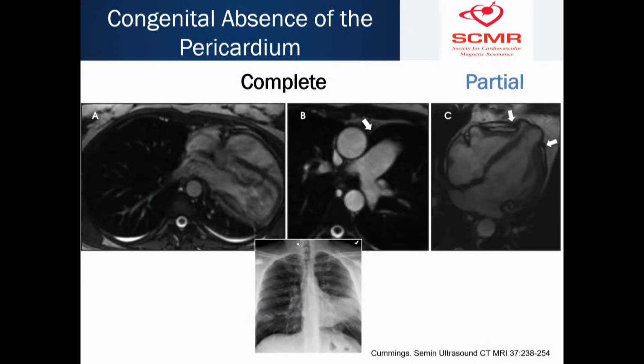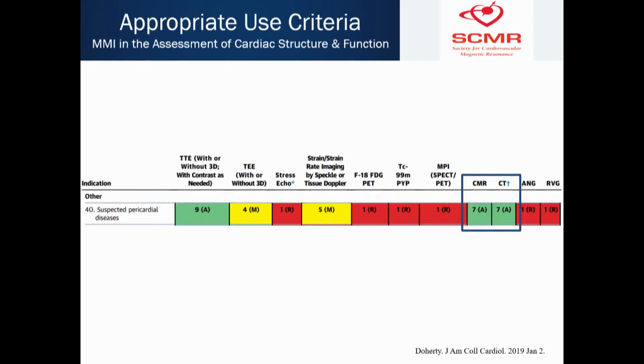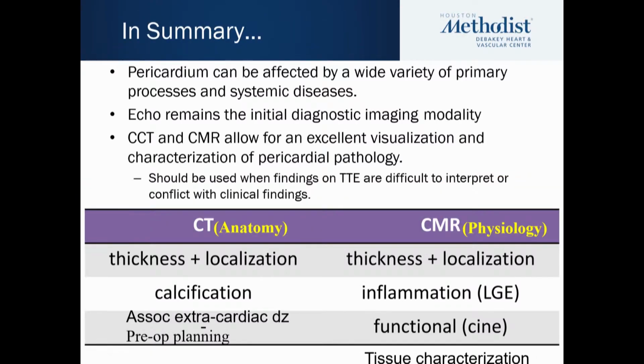Absence of the pericardium. The way you can quickly make the diagnosis is when the heart is completely shifted over to the left, and when you have lung tissue in between the aortopulmonary space. This is very pathognomonic of absence of the pericardium. Here's a case where you had partial absence and you actually had herniation of the apex through this partial absence of the pericardium. So please don't forget CMR and CT. It is considered appropriate by the appropriate use criteria.